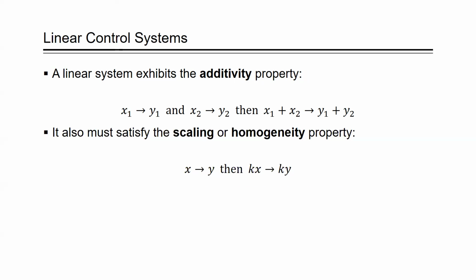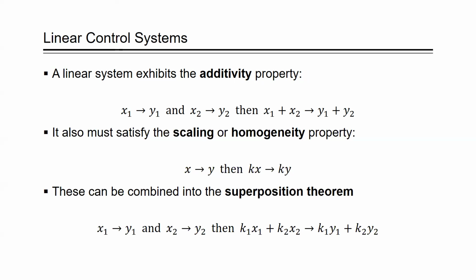Now, when you add the additivity property and the scaling property, that gives you the superposition theorem, where an input gives you an output in one instance, another input gives you another output in another instance. When you scale the inputs and add them together, they would give you outputs reflecting the same scaling. And that is called the superposition theorem. So generally, linear control systems or linear systems obey the superposition theorem.